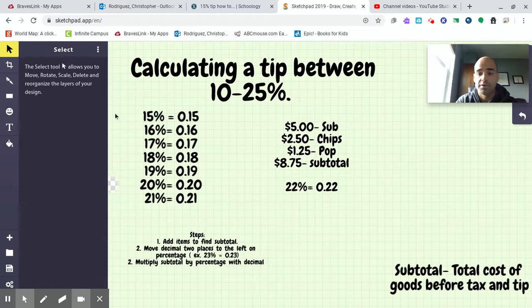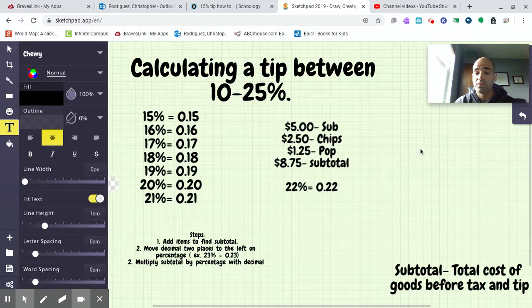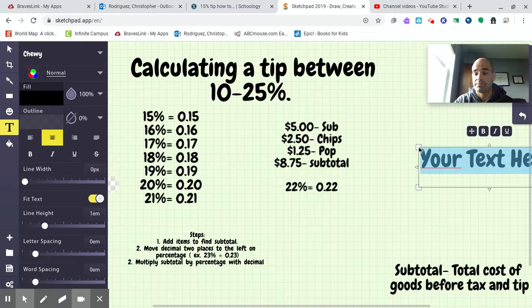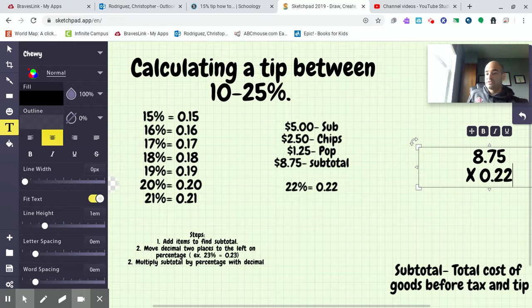So I'm going to create a new thing here, if it lets me. Now number 3, we need to multiply the subtotal by the percentage with the decimal. So I'm going to do the subtotal, which is $8.75, and multiply, which usually in a calculator shows up as X, by that decimal, which is 0.22. I actually need my calculator for this, so I'm going to get my calculator out.